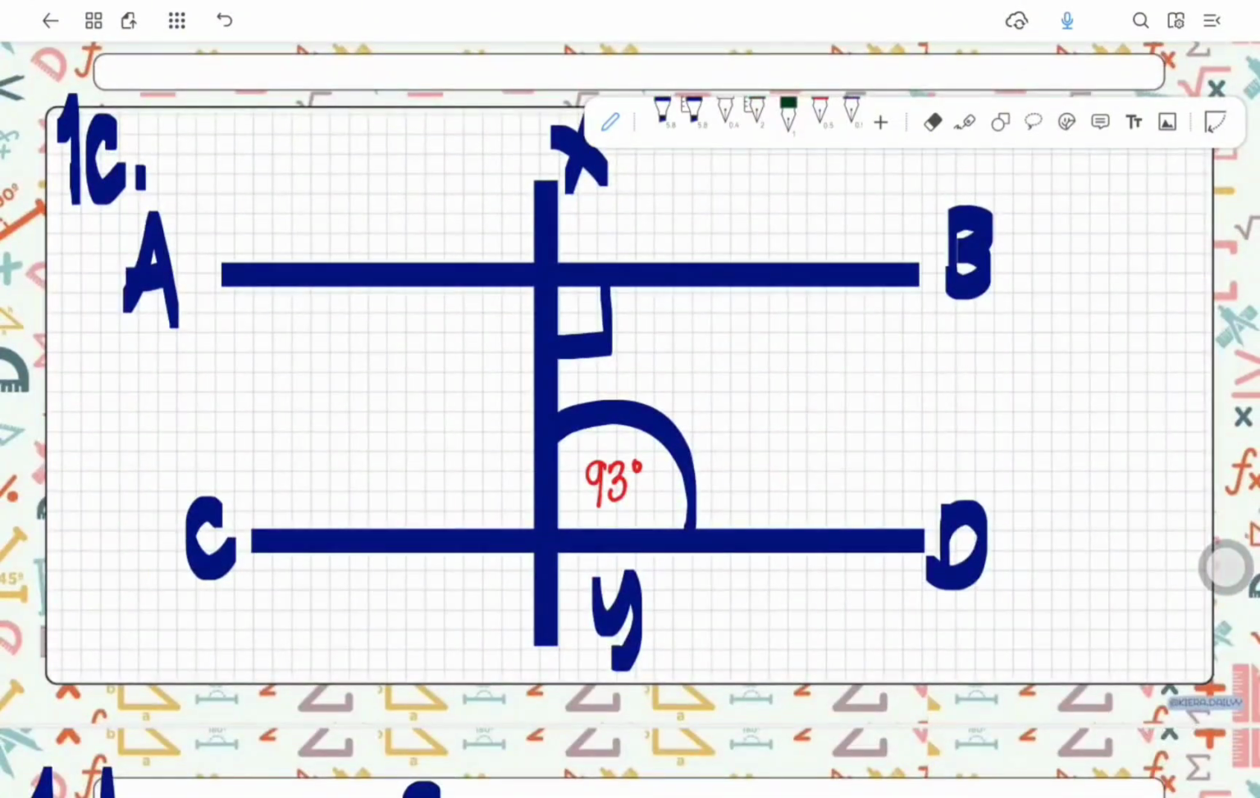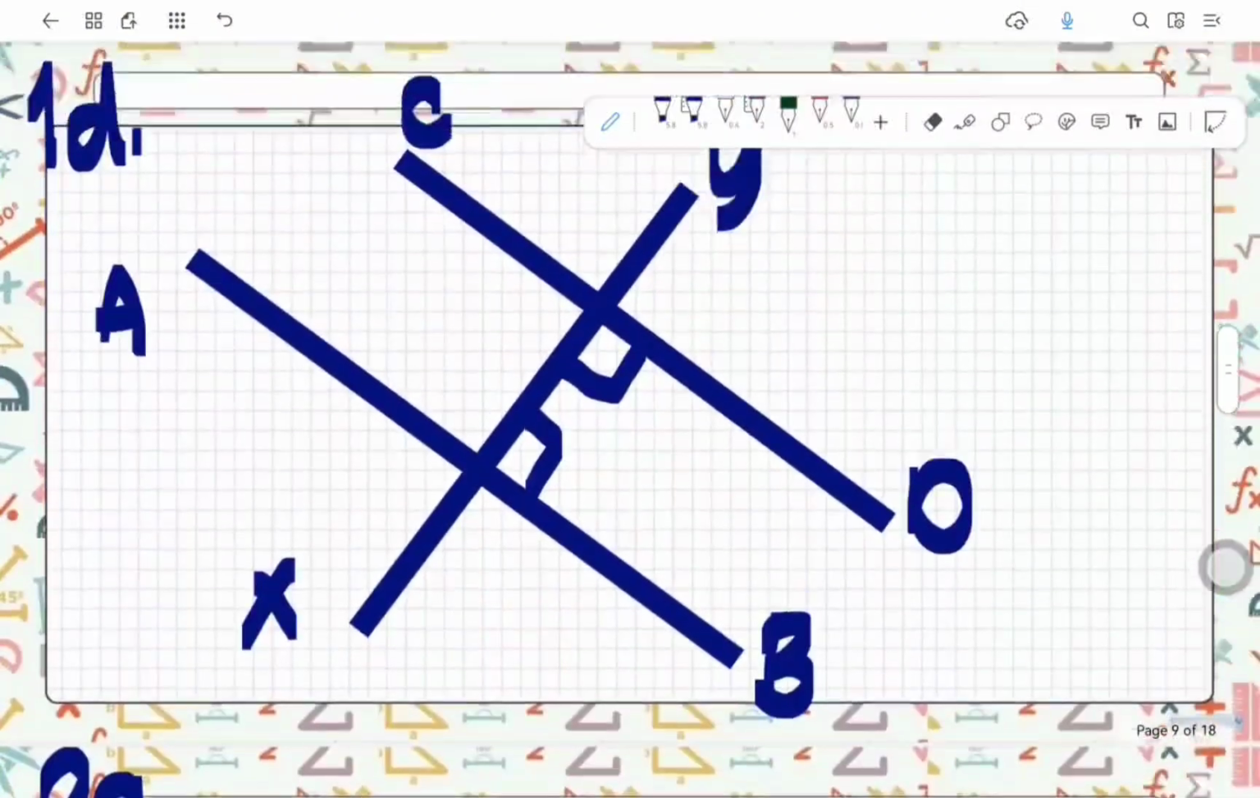Continue. 1C. Now this symbol, what does it represent? It represents that it is a right angle, and a right angle is 90 degrees. Now just by looking at it, we can already say that the answer is not parallel because 90 plus 93 is not equal to 180 degrees.